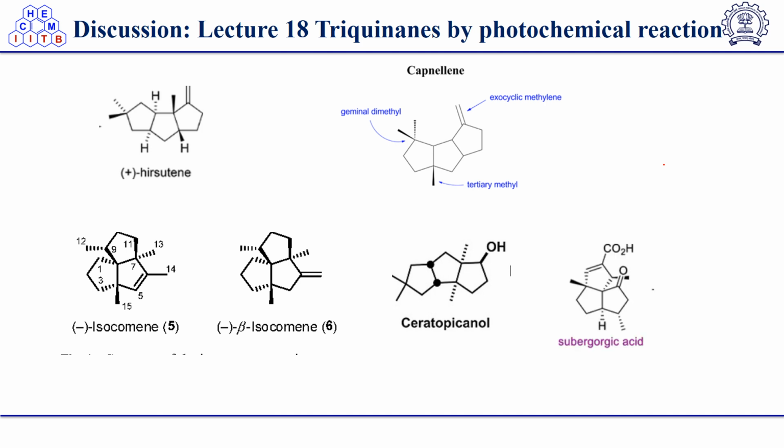Then the next total synthesis was by Wender's group for subergorgic acid, which is an angular triquinane. Here also benzylic ketal assisted stereocontrolled intramolecular arene-olefin meta photocycloaddition was the key step. The starting material was 2-bromo-1,4-dimethylbenzene, and he could complete this total synthesis in 11 linear steps with 15% overall yield.